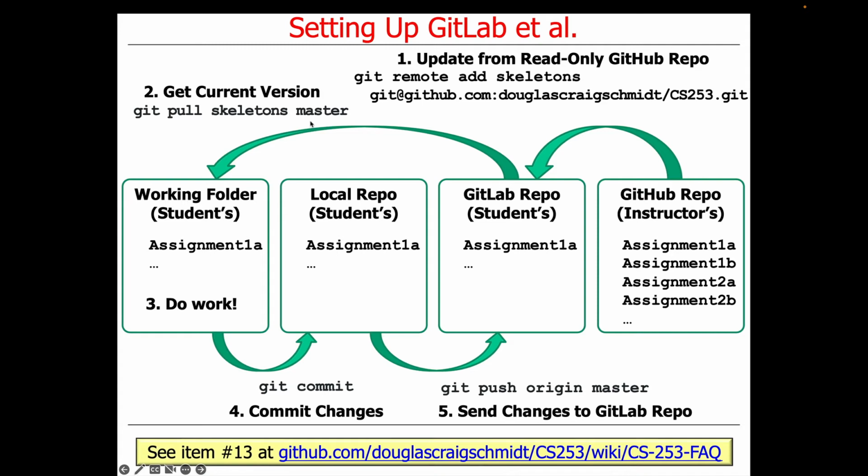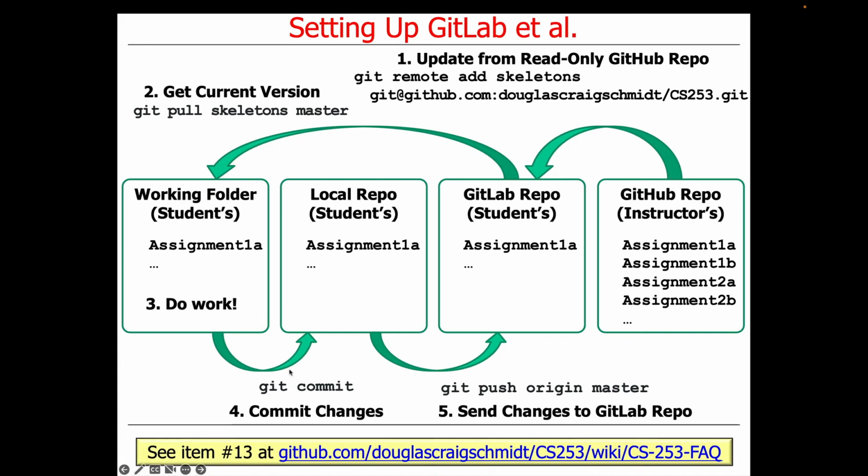Master is a term that's fallen into disuse. That's the way it was done originally. You can also call it main if you prefer to use that. So git pull skeletons main, git pull skeletons master works basically the same way. Once you've done that, you should then have a copy of the folders from my GitHub repo that correspond to the assignments. And then you will do your work. You'll fill in the to-do tags and so on.